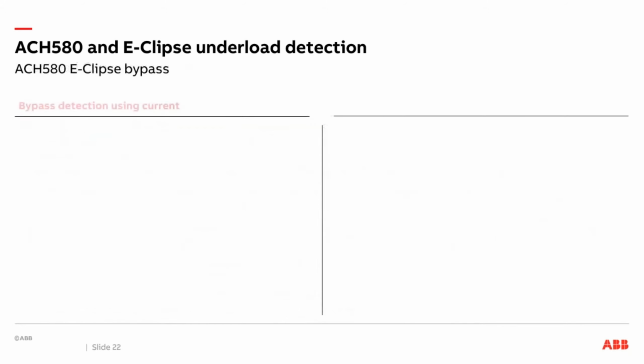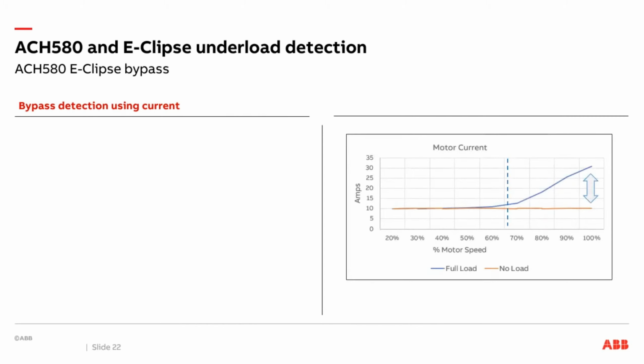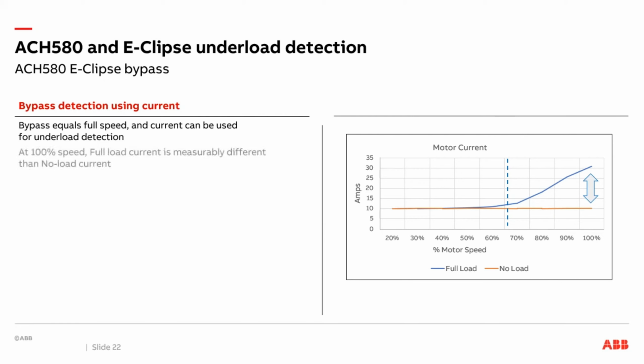After spending time on the ACH580, there is still the Eclipse bypass to discuss. The graph on the right was used much earlier in the presentation. However, bypass means that the motor only runs at full speed. And at 100% speed, current works fine for underload detection. We can see that full load current is measurably different than no load current. And as before, the no load current is about 30%.